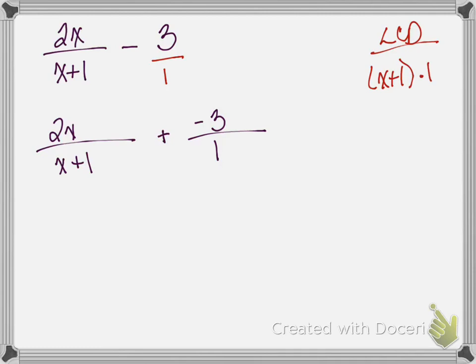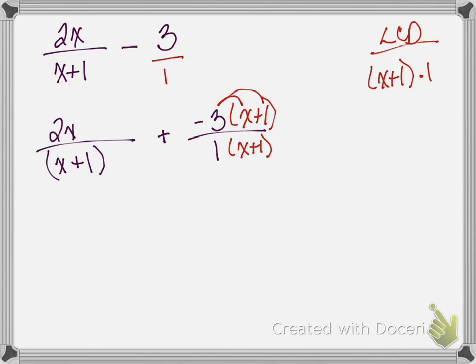Now, am I missing anything in my first rational, the 2x over x plus 1? Am I missing anything? No. My negative 3 over 1 is missing my x plus 1. So if I put that in the denominator, I also have to put it in the numerator. And it stays as a unit. So this is a common mistake. You've got to distribute that negative 3, and sometimes students forget that.